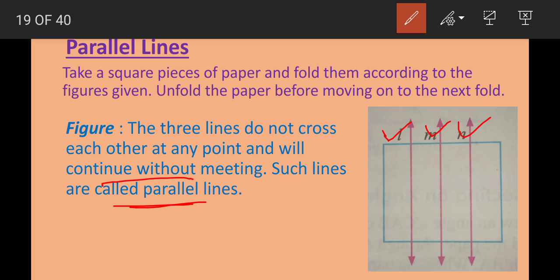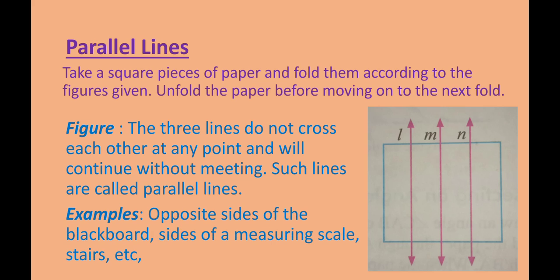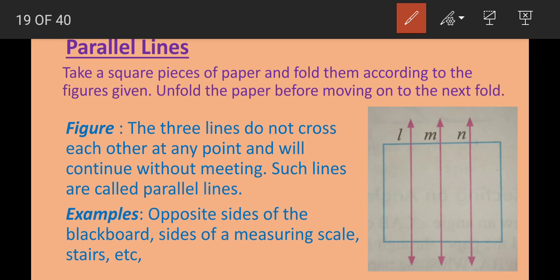Clear? When two or more lines do not cross each other and the gap between them is always equal, if we measure the gap at each and every point, it will be equal. So we can say that this type of lines are parallel lines. Here are some examples. Opposite sides of a blackboard never cross each other. Next, sides of a measuring scale or stairs. All these are examples of parallel lines.